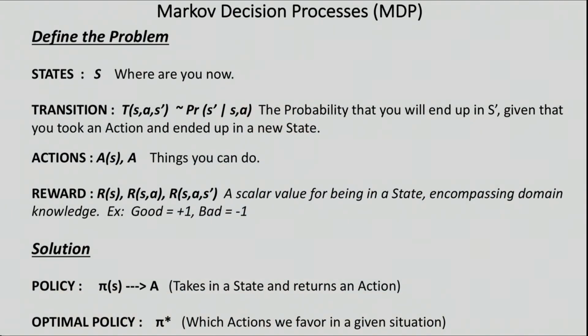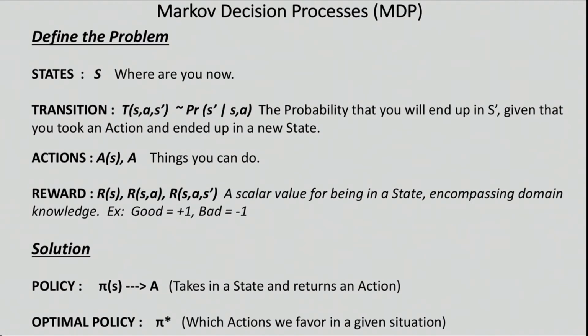Now, a Markov decision process is illustrated here. So I'm just giving you the foundational principles that are behind some of these networks we'll talk about, okay? So we define an MDP with states, transitions, actions, and rewards. States are always represented as S. That's where we are now in the environment. Transition is the probability that you'll end up in S prime. S prime is the new state, given that you took an action and ended up in a new state.